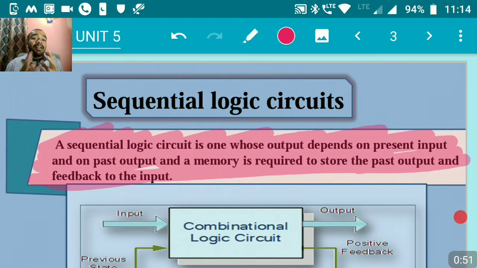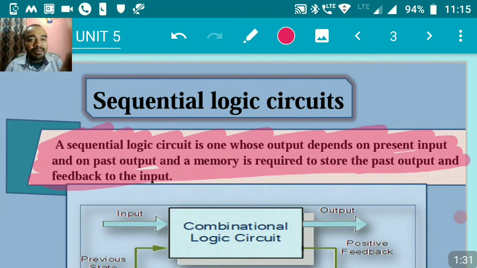But unlike combinational logic circuits, what's the difference between a combinational logic circuit and a sequential logic circuit, or I can call it the advancement of sequential logic circuits over combinational logic circuits, is that sequential logic circuits have the capacity of remembering the past output and feeding it back to the input. This extra capacity is what makes them special, makes them stand away from the combinational logic circuits. That is what he says even in the definition.